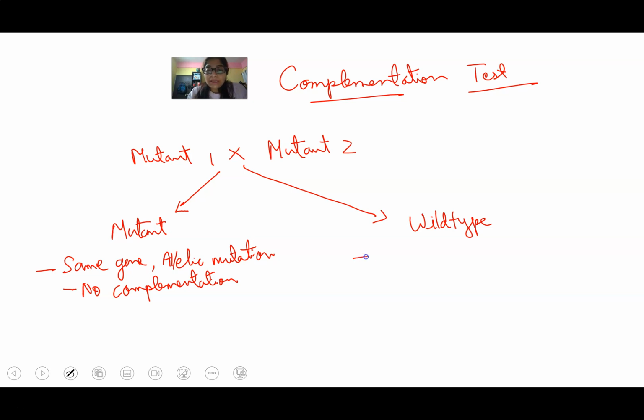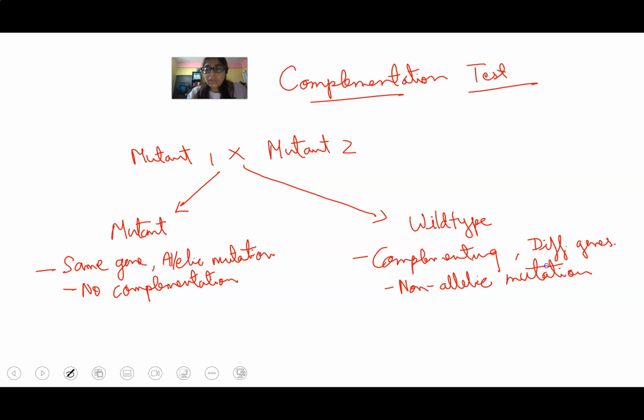How is it possible? It is possible when mutation 1 and mutation 2 are complementing each other. Now, how can they complement each other? They can complement when the mutations are in different genes. And if they are in different genes, then they will be non-allelic mutations, because they cannot create alleles of each other anymore. So, they are non-allelic mutations.